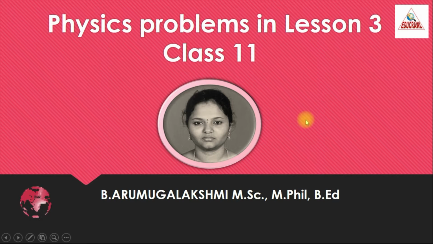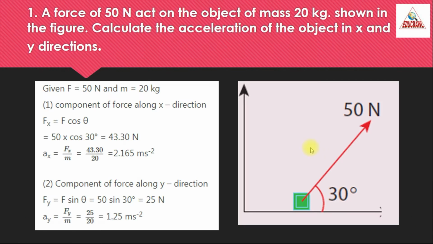Namaste. Today we are going to discuss the physics problems in lesson 3 of class 11. The first problem: a force of 50 Newton acts on an object of mass 20 kg as shown in the figure. Calculate the acceleration of the object in x and y direction. So let us start with the given data. Force is given as 50 Newton and mass is 20 kg.